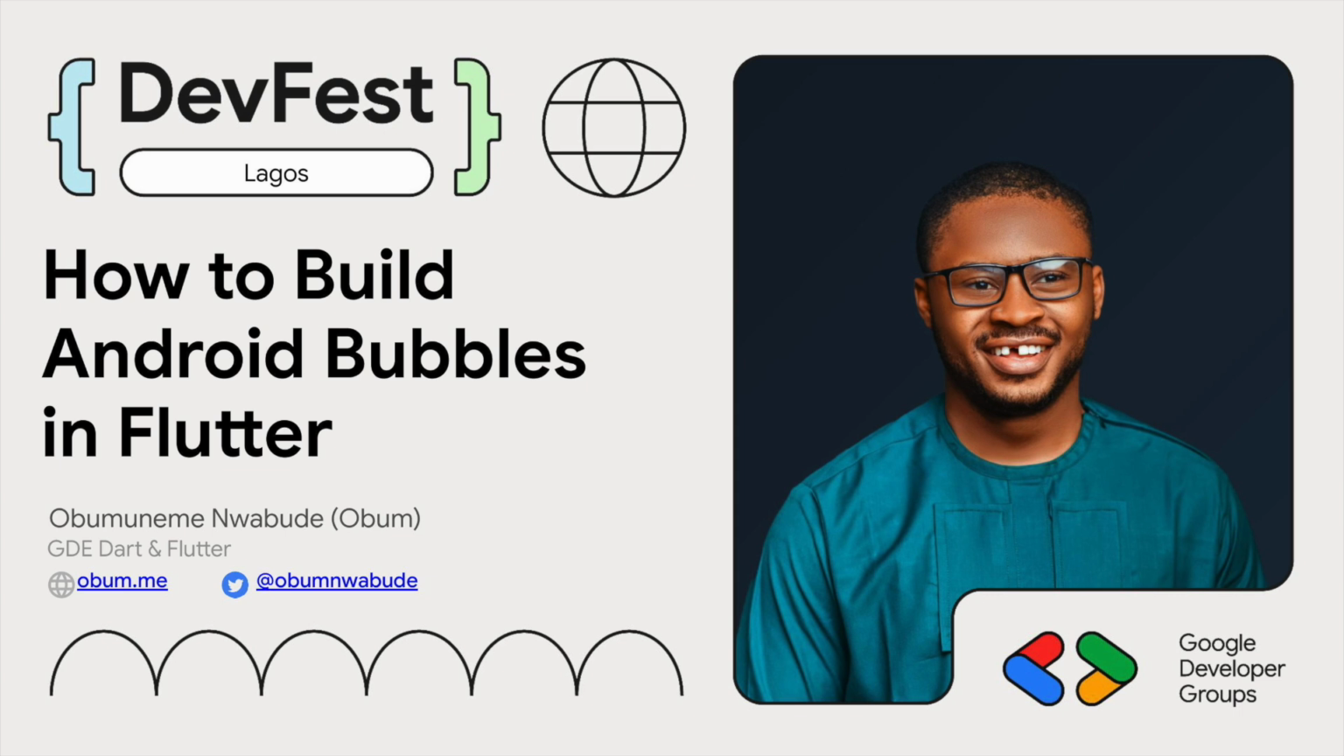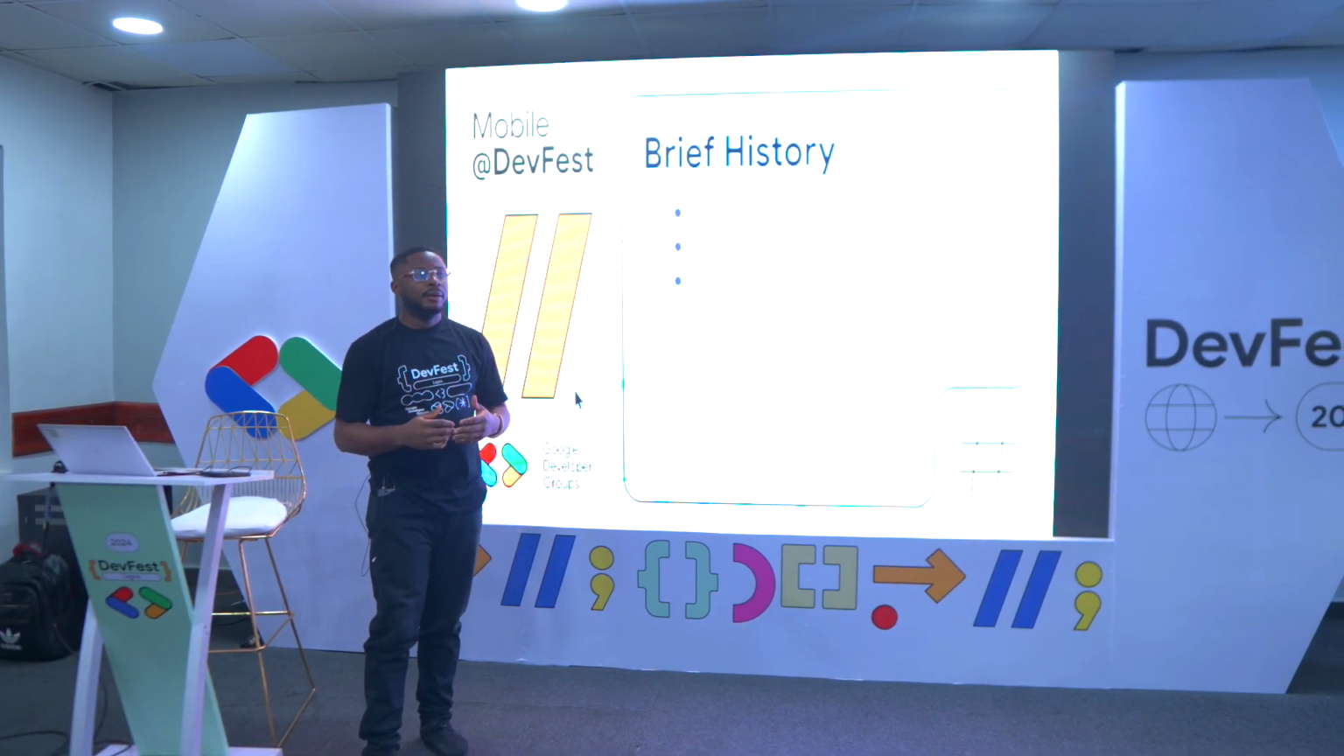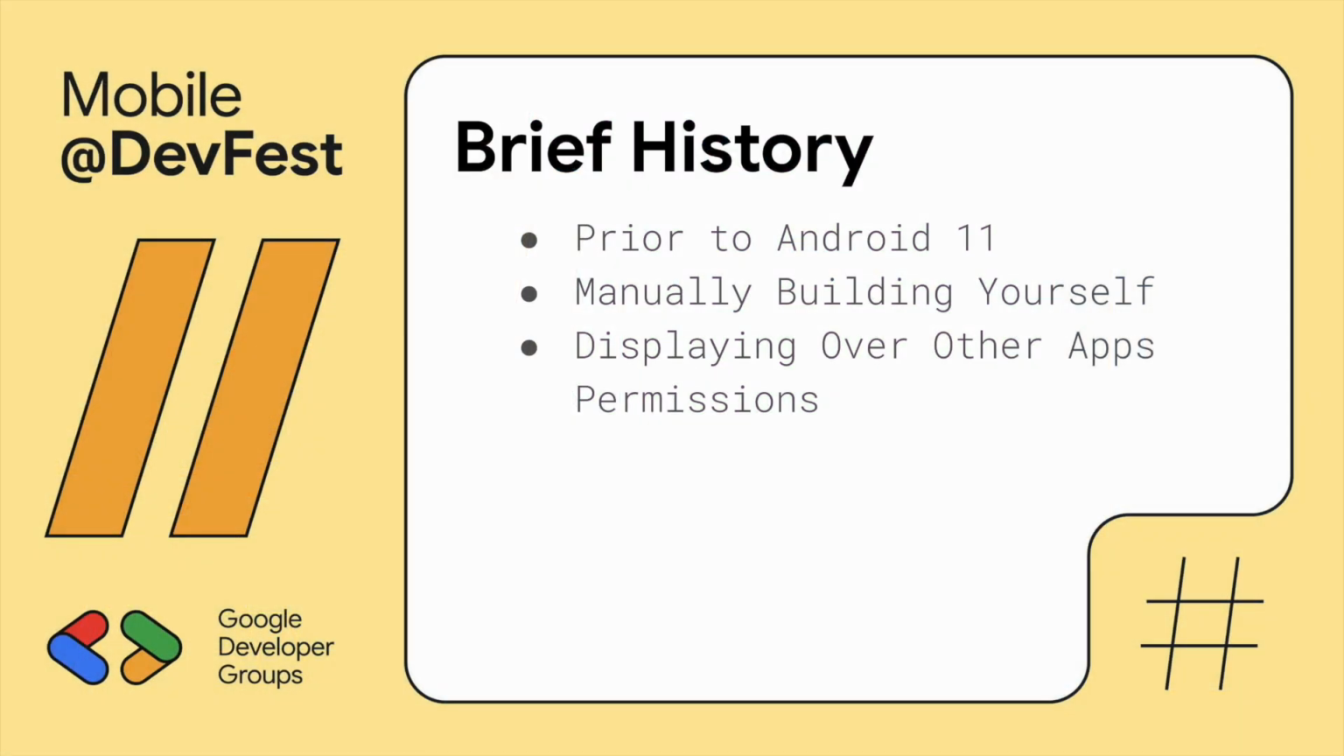Good. So let's progress. A brief history of bubbles. Before Android 11, it didn't exist in the Android operating system. So about bubbles, you had to build it yourself. There is this permission that Android gives applications that says allow display over other apps. So when you request the permission, you can construct the bubble.